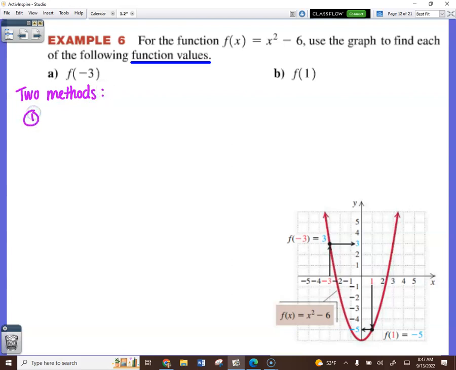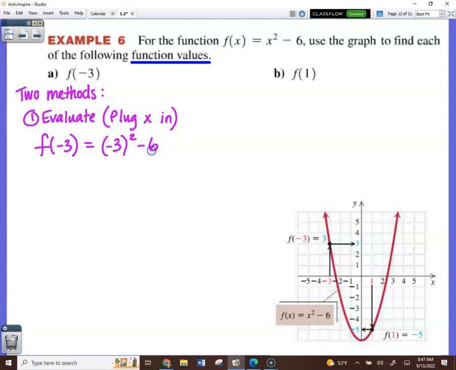Method 1 is evaluate, and by that I mean plug it in. Plug x in. They give you x, it's right there, f of -3. Don't forget parentheses or you'll get it wrong. So if you plug it in, you come out to 3, right? So the y coordinate is 3. I think that's what they want you to type in MyMathLab. They don't want you to type the coordinate point.